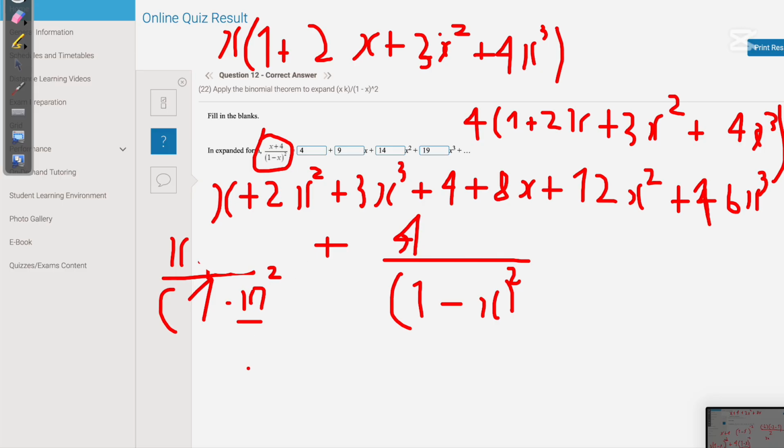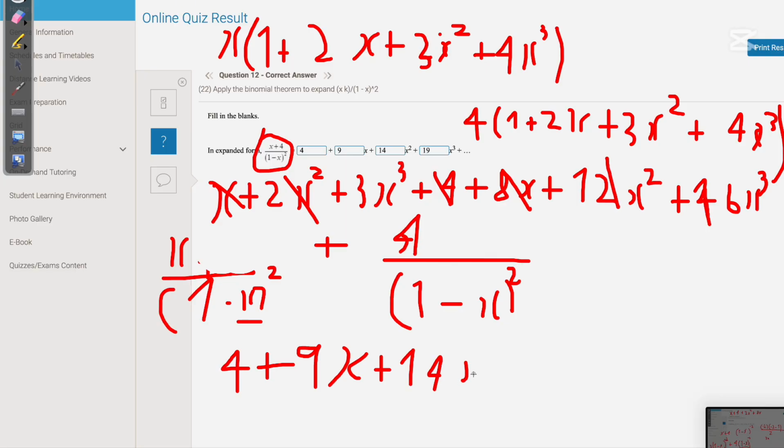That will give us 4 plus x plus 8x, which is 9x, plus 2x squared plus 12x squared, which is 14x squared. Then 3x cubed plus 16x cubed is 19x cubed.